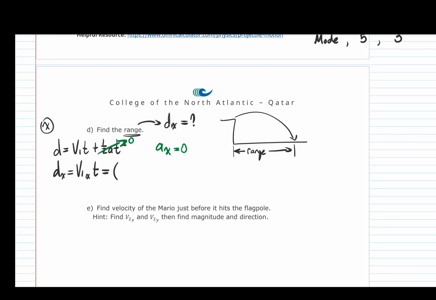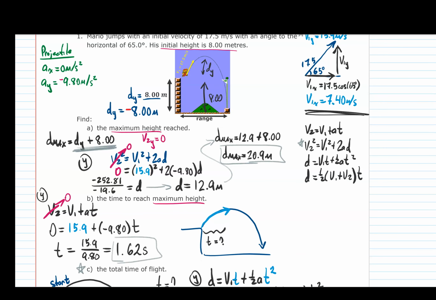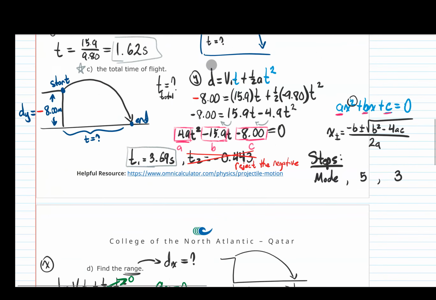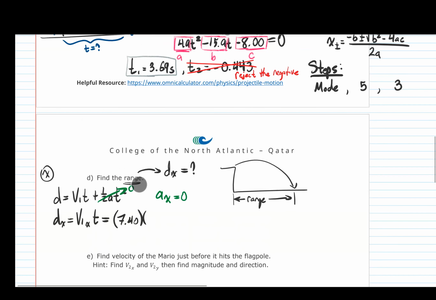V1 in the x direction. That was 7.4 from up here. V1 in the x direction, 7.4. Time from the previous question is 3.69 seconds. That will give me dx is 7.4 times 3.69. Oops. Okay, so this brings up a good point. My calculator now is in the equation mode. So to get back from that, I have to hit mode again and just hit 1. So mode 1. It goes back to comp mode, C-O-M-P.